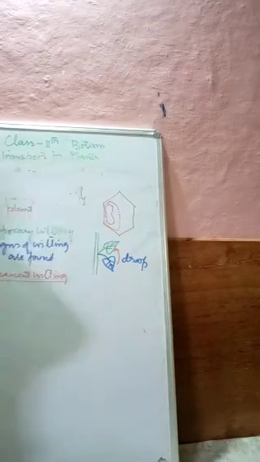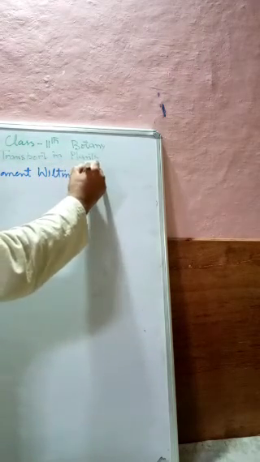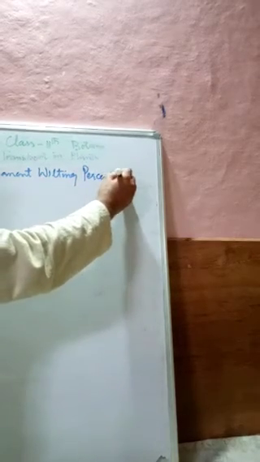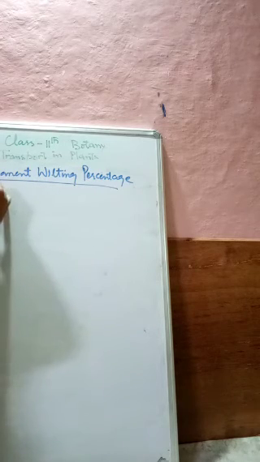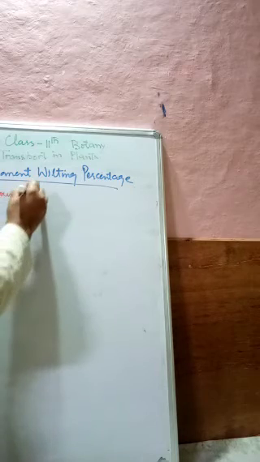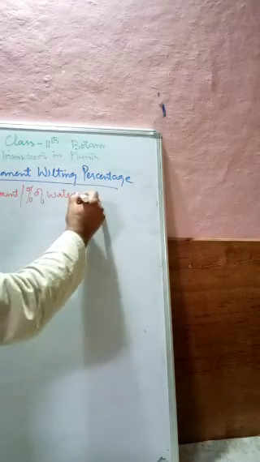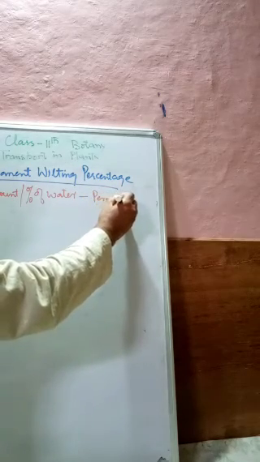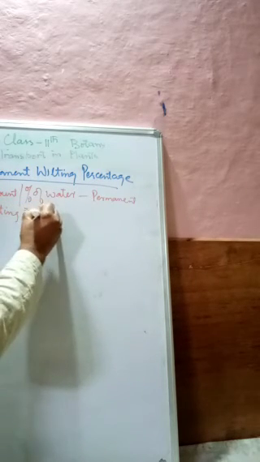Now we have one more term associated with this, that is called permanent wilting percentage. What is this? It is simply the percentage of water that is available in the soil so that permanent wilting in the plant takes place.